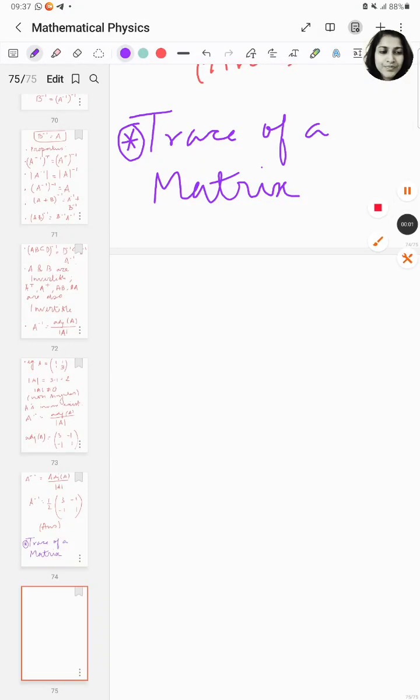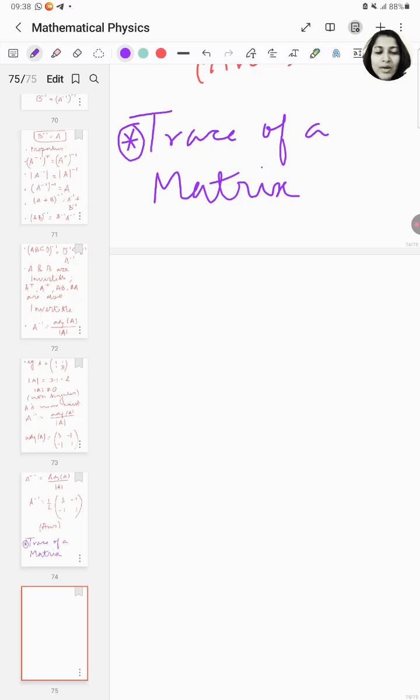In this video, we will look at the trace of a matrix. So, trace of a matrix is an important concept defined only for a square matrix. It is actually the sum of the elements present on the main diagonal of the matrix, and the diagonal runs from the top left corner to the bottom right corner.